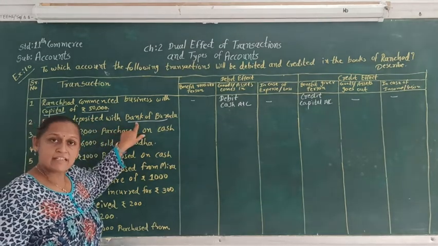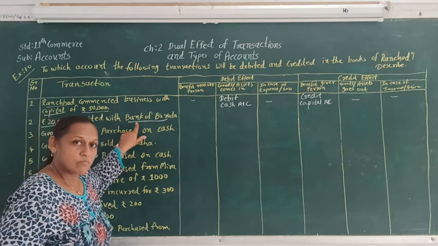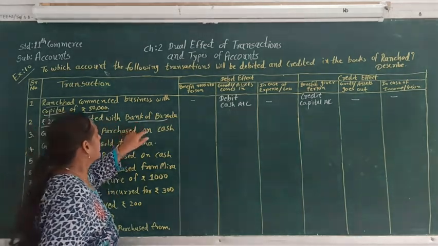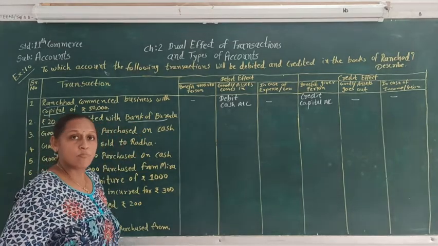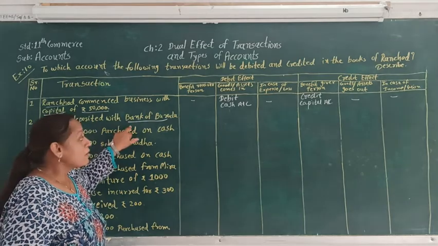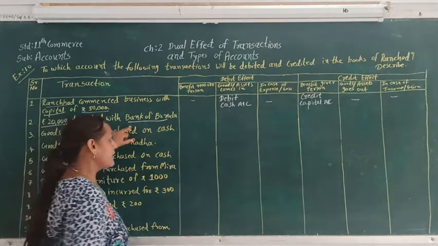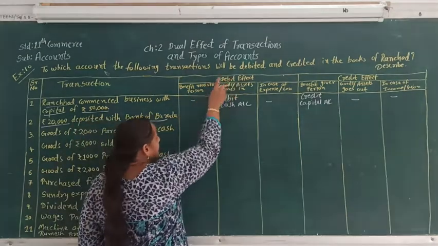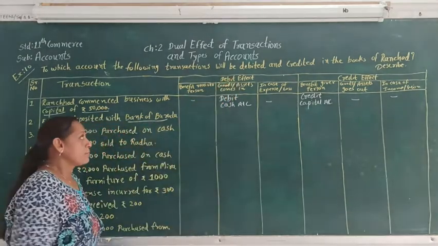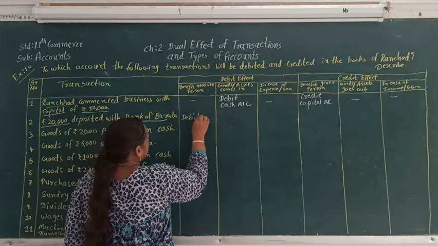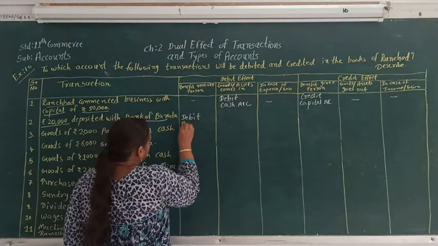And Bank of Baroda is a personal account, and the rule of the personal account is debit the receiver and credit the giver. So here we can see that Bank of Baroda is receiving the 20,000. So Bank of Baroda account is going to be debit. So here Bank of Baroda is a person account, and the debit effect will be on the person account. So debit to Bank of Baroda account.